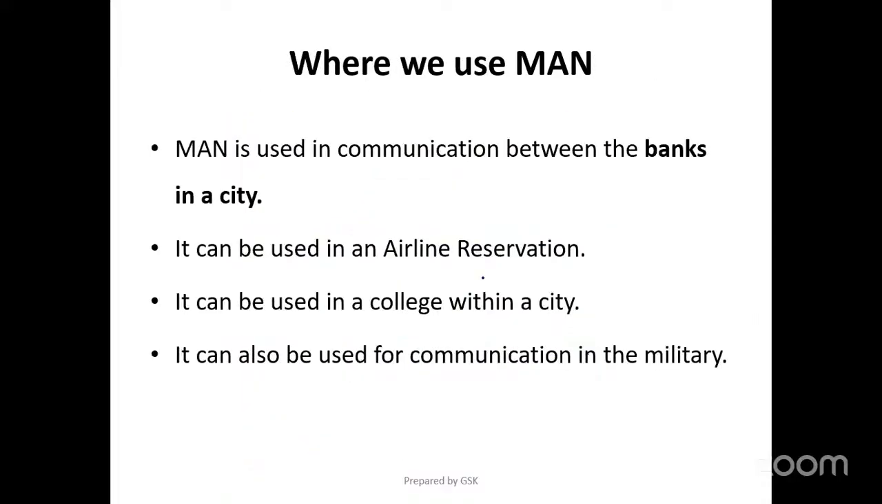So generally, where do we use MAN? MAN is used in communication between banks in a city. For example, we have a large city, and in that, let us assume there are four branches of SBI Bank. And the banks also can communicate, right? Because we can get the details of one customer from another branch also. Okay. Like that, to connect the same banks within the city, they use MAN, Metropolitan Area Network.